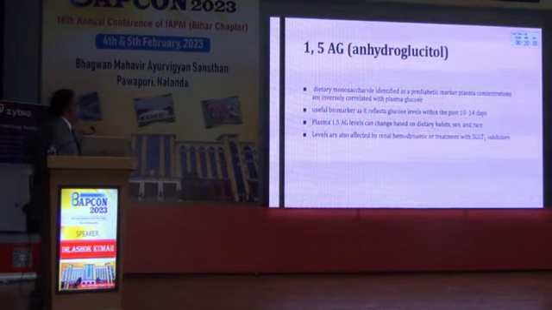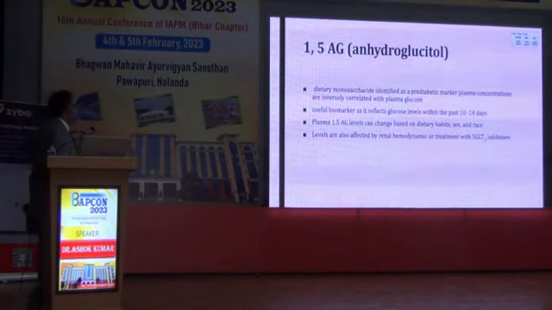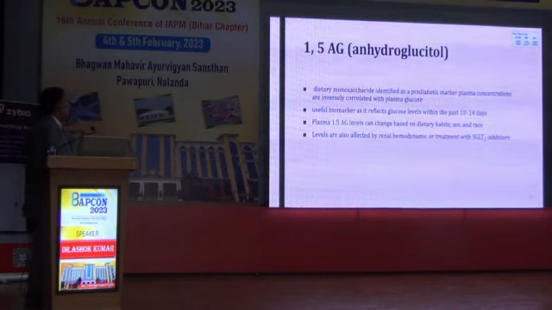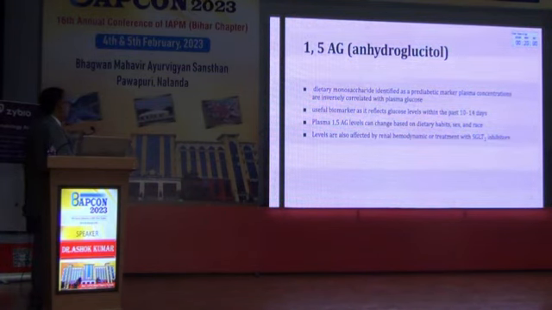1,5-anhydroglucitol, a dietary monosaccharide, is identified as a pre-diabetic marker, and its plasma concentrations are inversely correlated with plasma glucose. It is a useful biomarker as it reflects glucose levels within the past 10 to 14 days. Plasma 1,5-AG levels can change based on dietary habits, sex and race. Levels are also affected by renal hemodynamics or treatment with SGLT2 inhibitors.